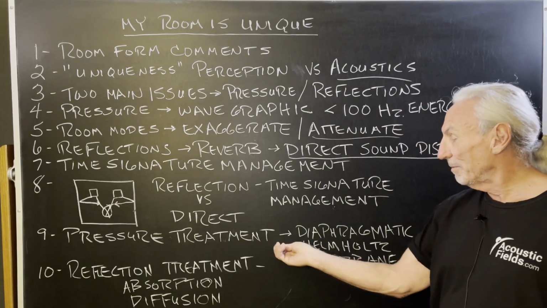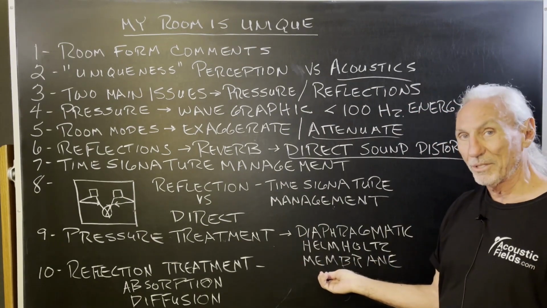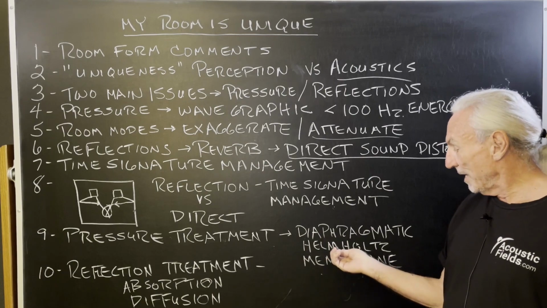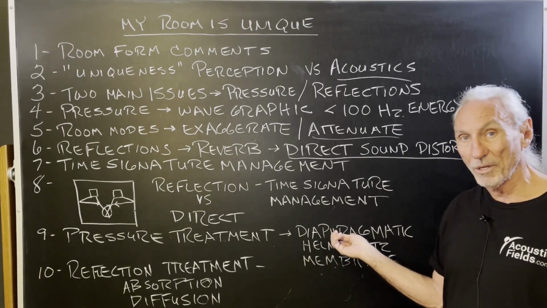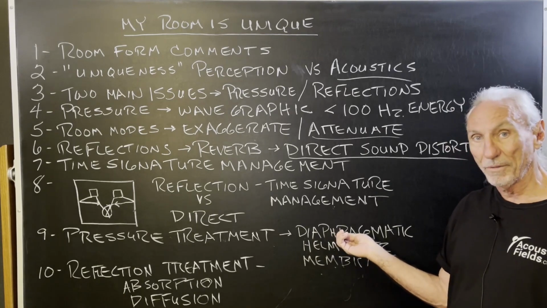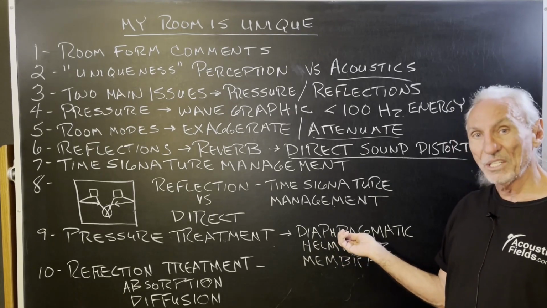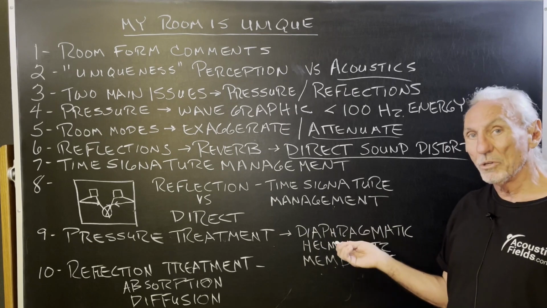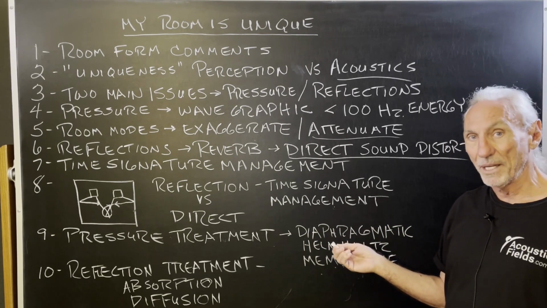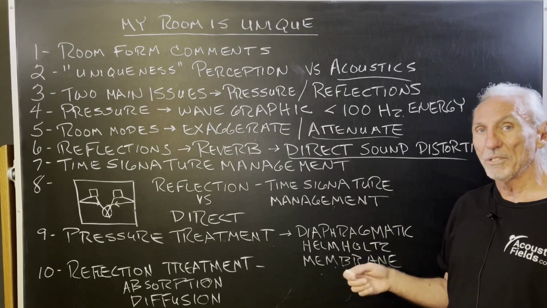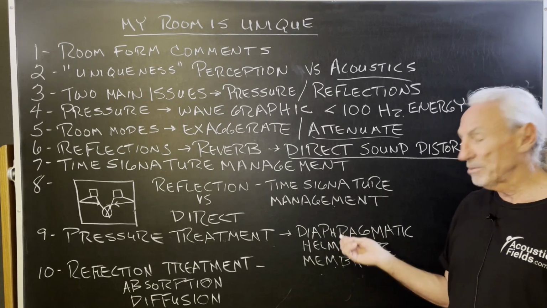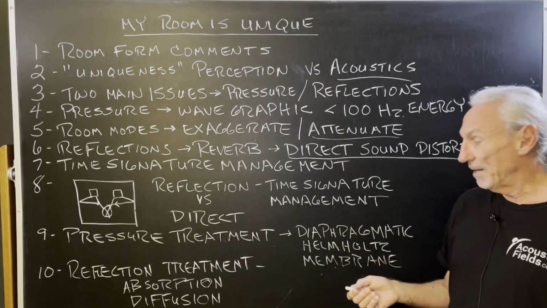Back to pressure, we have three ways to manage pressure. Absorption: diaphragmatic, Helmholtz, and membrane. Diaphragmatic is the process we use with our carbon technology. It's the most powerful of the three. Membrane's a cousin to diaphragmatic. It can go as low, but won't get as much. And you have to get a lot. So if you're going to use treatment that's going to take up so much space, you might as well get the most that you can, right?